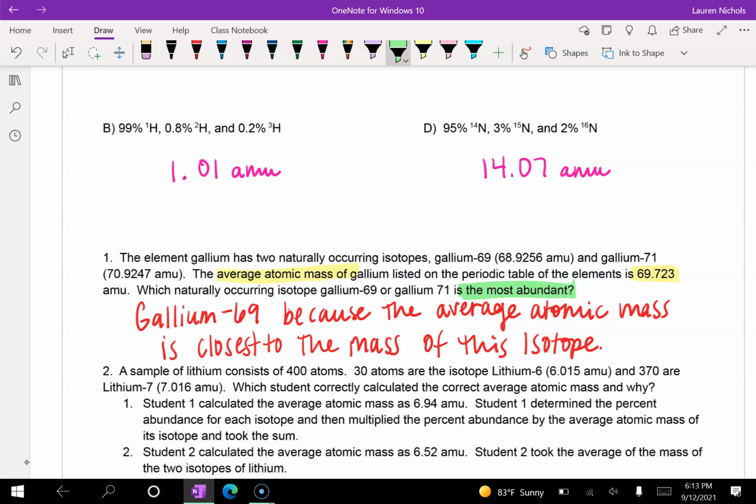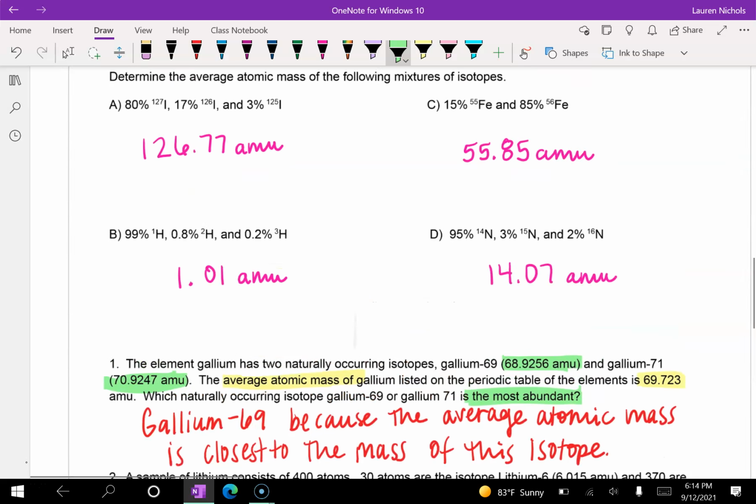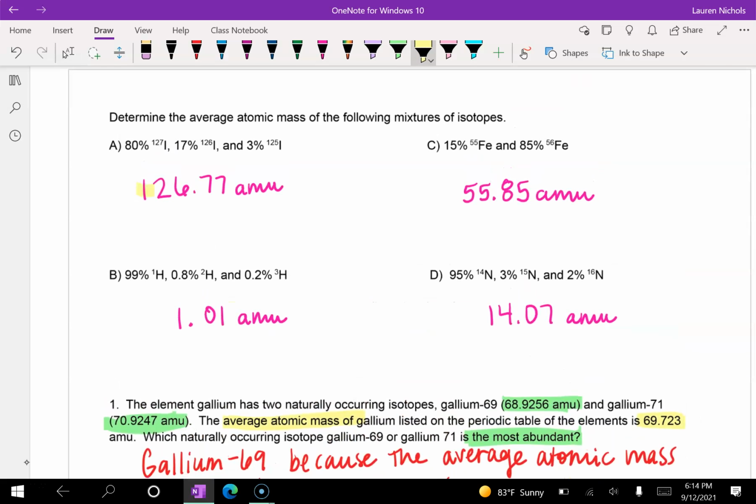So you have to compare the mass of each isotope to the average atomic mass, which is highlighted in yellow. And you should note that gallium-69 is closer to the average atomic mass. Therefore, it must be the most abundant and have the highest percentage, because you'll notice that for each of these, our answer is the closest to the mass that had the highest percentage. So the one with the highest percentage had the mass closest to it. And so that is going to be a common factor every single time.